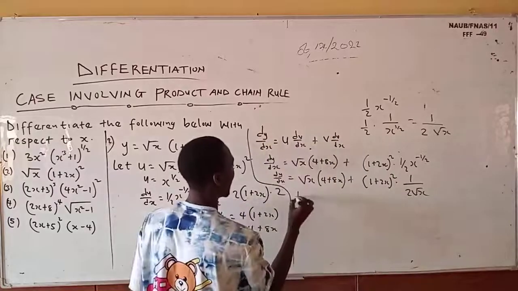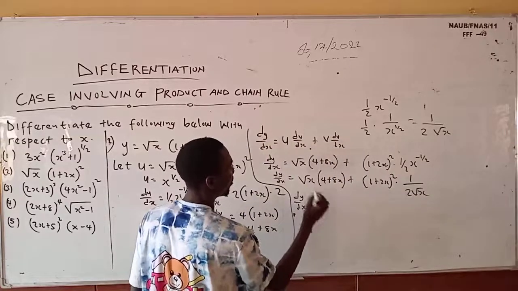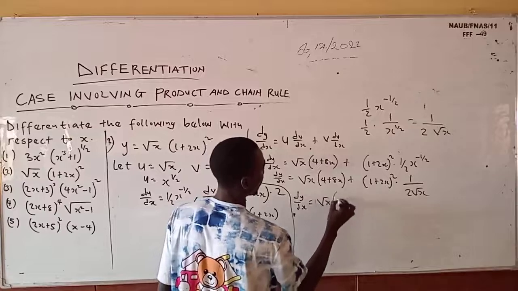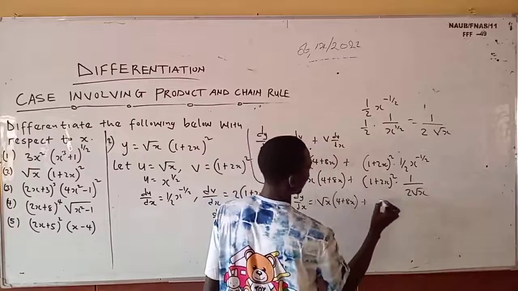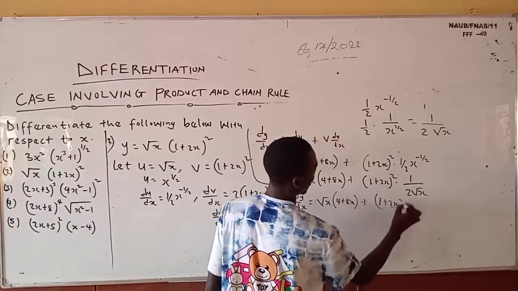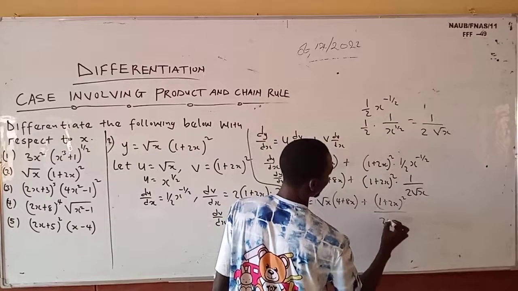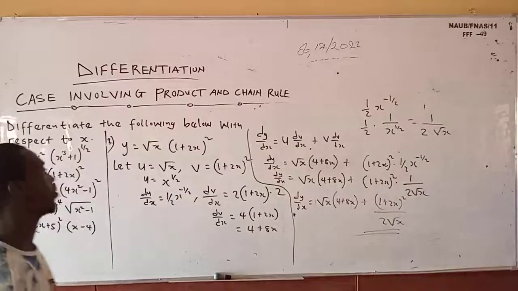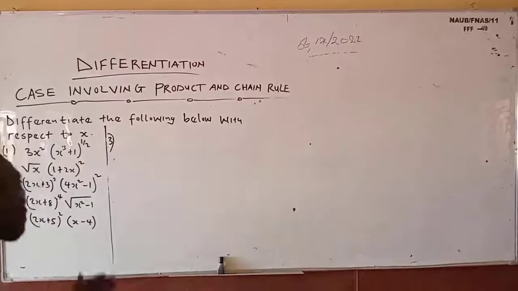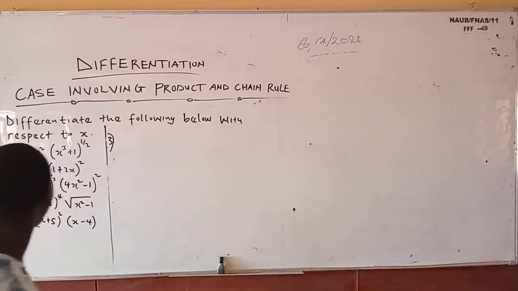So now our final answer, dy/ds will be equals to root s into 4 plus 8s, this times 1, is 1 plus 2s all squared, all over 2 root s. So this is the answer for question number 2. We move to question number 3. We are now on question number 3.